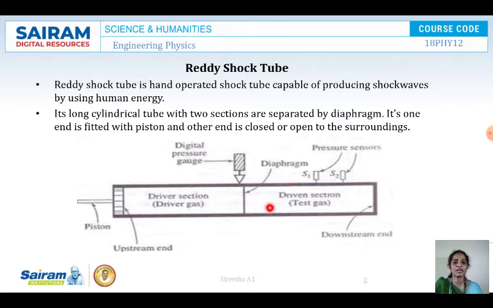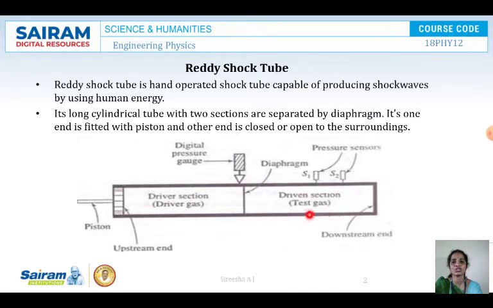The pressure in the two sections can be determined. Here you can see two sensors, S1 and S2, which are pressure sensors that detect the pressure in the driven section. The gas filled in the driven section is the test gas, and the gas filled in the driver section is called the driver gas. The pressure in the driver section can be measured using a digital pressure gauge fitted here, and the piston is attached. So this is the construction of a Reddy shock tube.